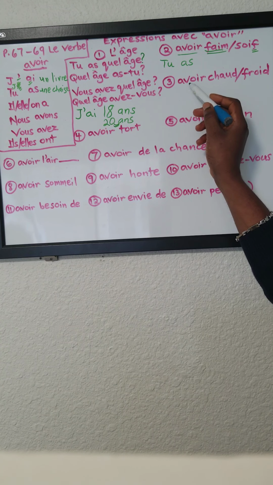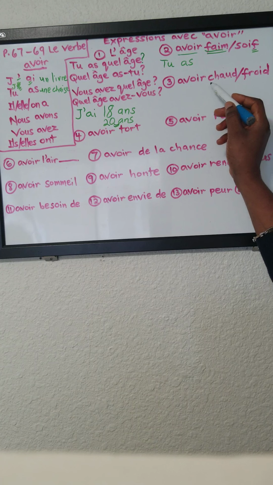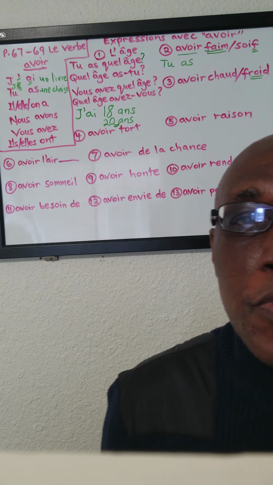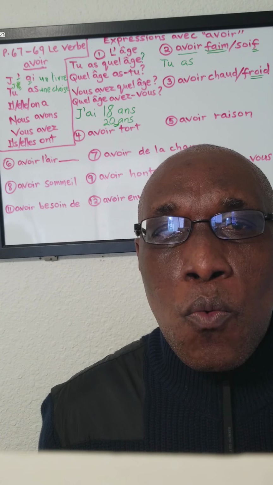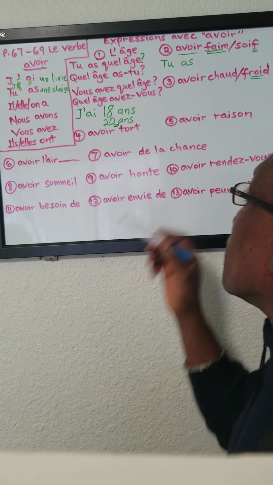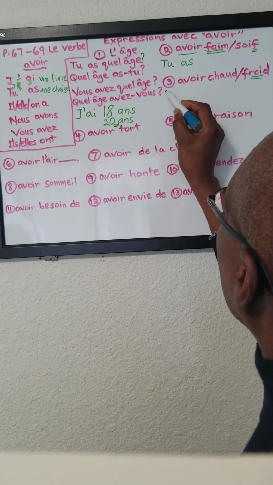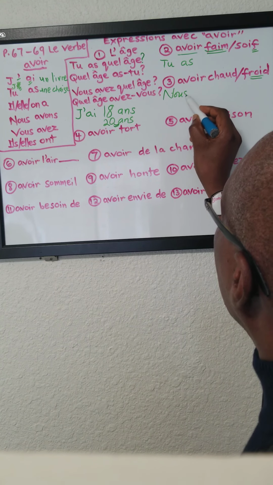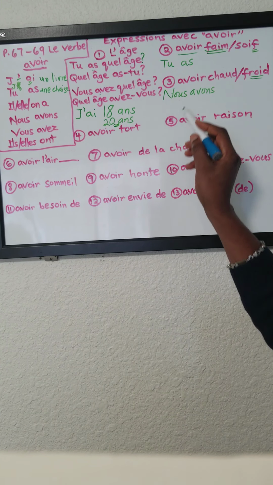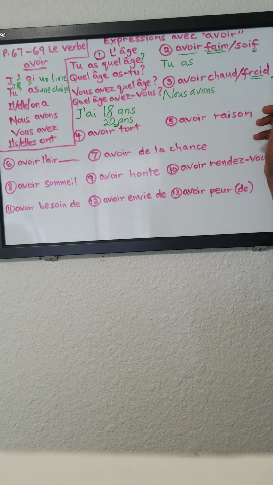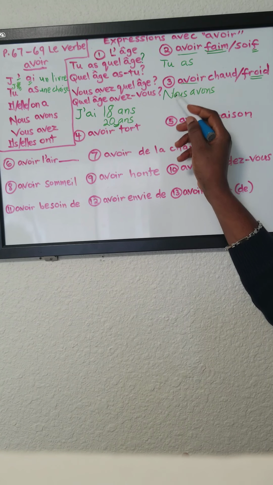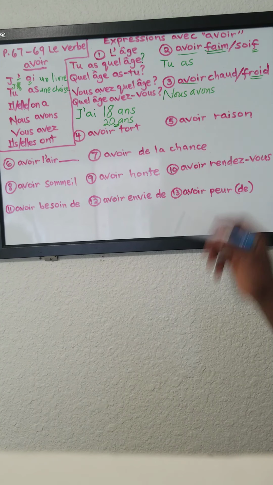Avoir chaud, to be hot. And then avoir froid. O-I is always pronounced wa. Avoir froid. So avoir chaud. Okay, let's use nous. Nous avons chaud, nous avons froid. Nous avons, the avoir part is changed to agree with nous. Nous avons chaud, nous avons froid.